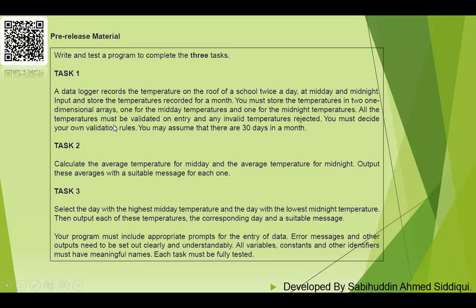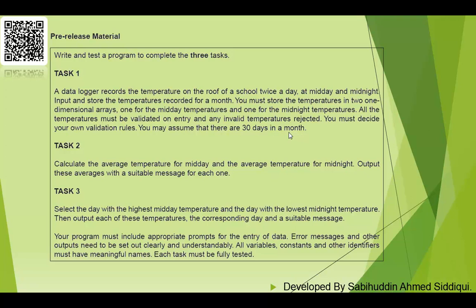All the temperatures must be validated on entry and any invalid temperatures rejected. You must decide your own validation rules. You may assume that there are 30 days in a month. Now they have simply defined what you have to do. You have to declare the arrays separately, two different arrays, one for midday temperatures and one for midnight temperatures, with the range of 30 days.